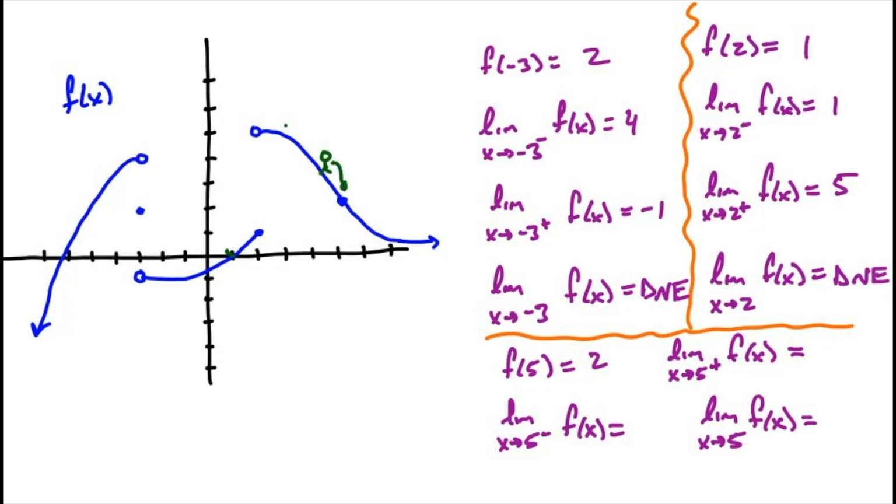If I approach from the right-hand side of 5, there's my guy on the right. I'm walking right to left, and I'm approaching that point as well. So both of these limits are approaching 2, and if both of them agree with each other, then we can make the conclusion that, yes, of course, the overall limit as x approaches 5 of our function must be 2.